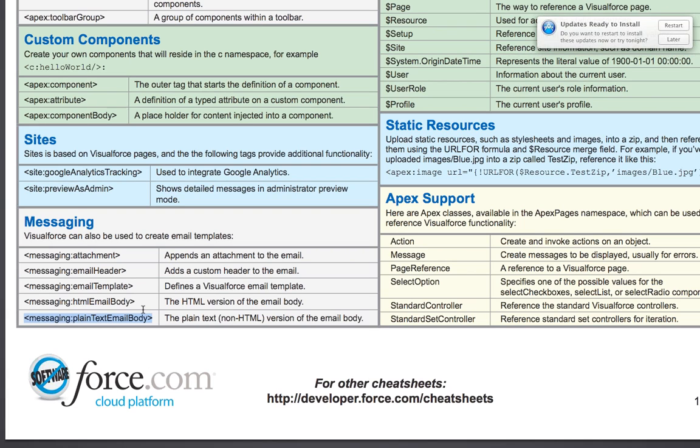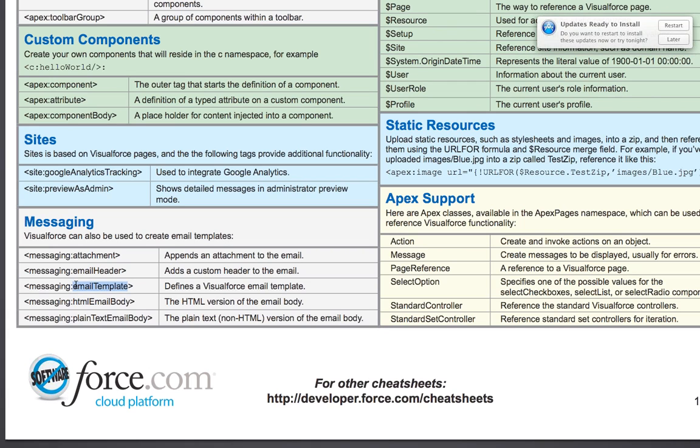If you want to insert some plain text, you use messaging.plainTextEmailBody. And if you want to use HTML, you can use this htmlEmailBody, and you can write HTML code inside it. This will render automatically, and it will send HTML emails to all the people. And for the email template, this is the top representation. When you are building an email template, you have to add this at the top.